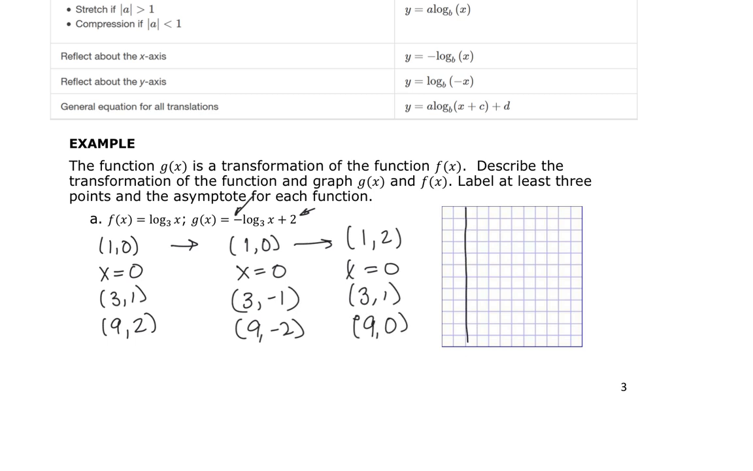Okay, so my parent function would have gone through (1, 0), (3, 1), and (9, 2). So that's what the original parent function would look like. Now I'm going to go through (1, 2). Still going to go through that point and then this point over here. And oh, that was a terrible drawing. Let's do this. And so that's what the transformed function would look like.